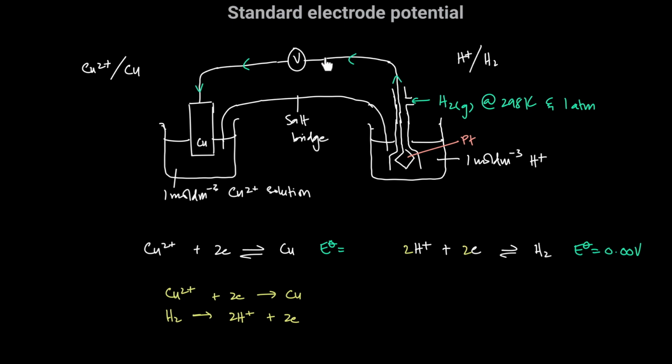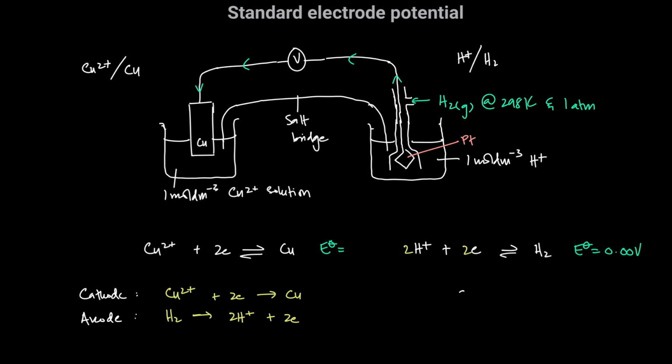Electrons are flowing from the standard hydrogen electrode. Hydrogen is losing electrons towards the copper half cell. Copper 2+ is gaining electrons. And we know that since reduction takes place at the cathode, this would be our cathode. And oxidation takes place at the anode. So we have gain of electrons, reduction, taking place at the cathode, and loss of electrons taking place at the anode. That's oxidation.